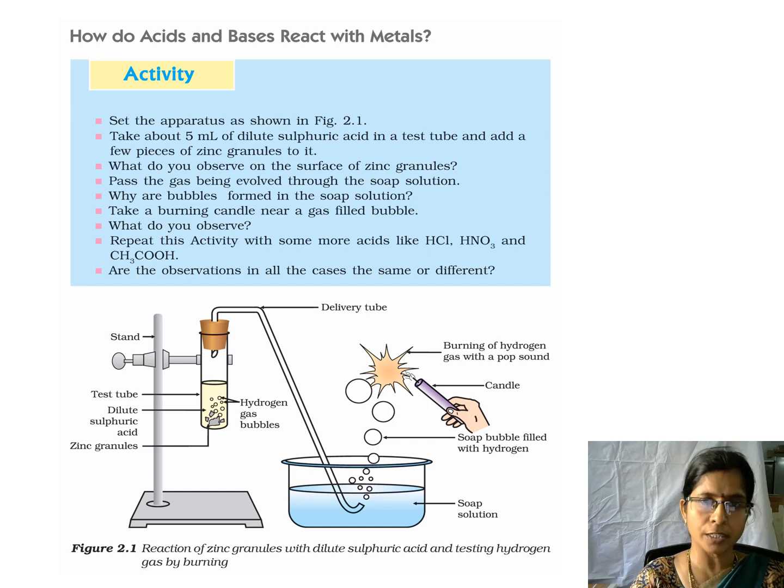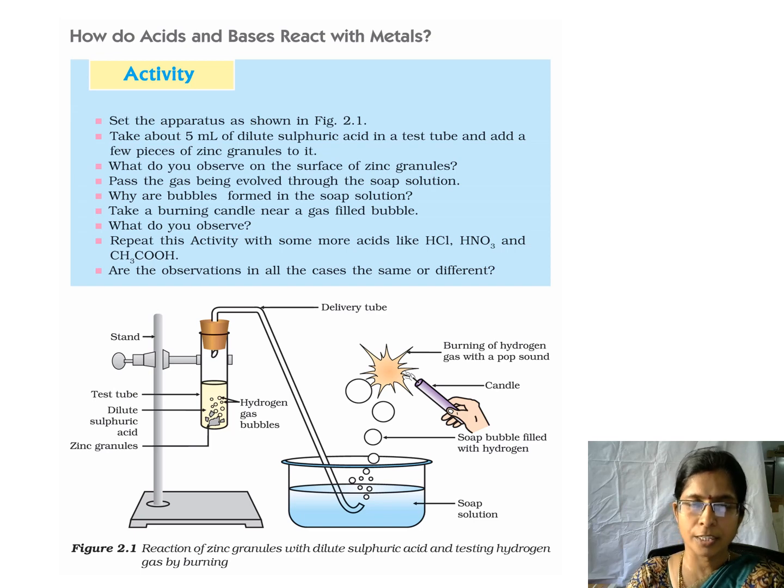So what is the chemical reaction? When zinc granules react with dilute sulfuric acid, it releases zinc sulfate with the release of hydrogen gas. So Zn plus H2SO4 gives rise to ZnSO4 plus H2.